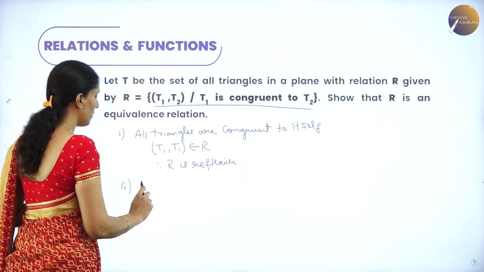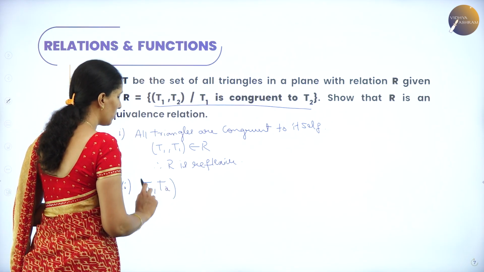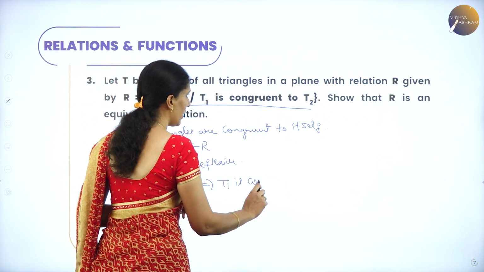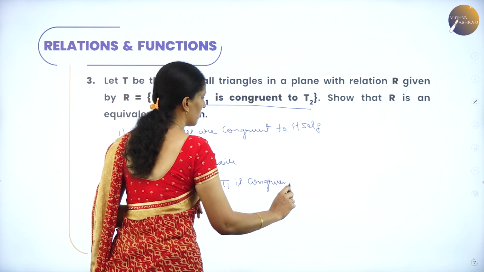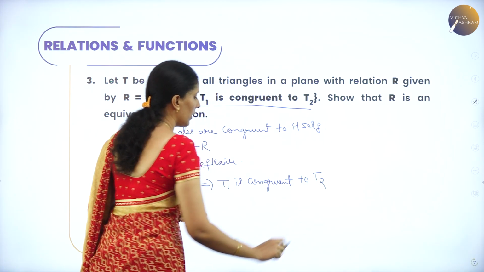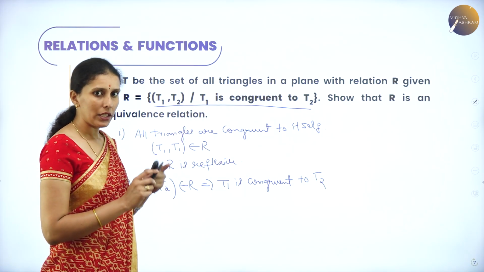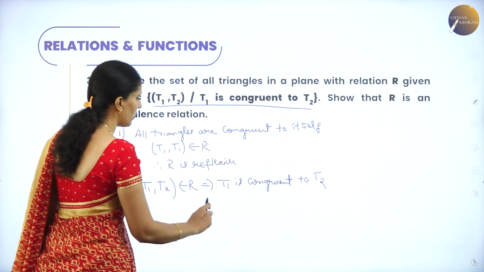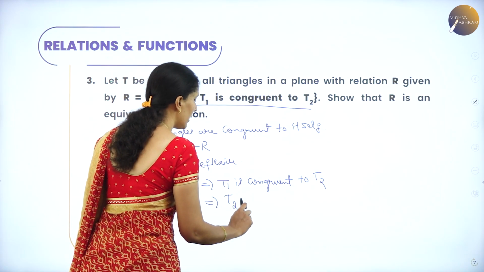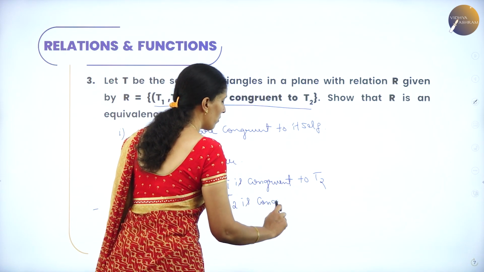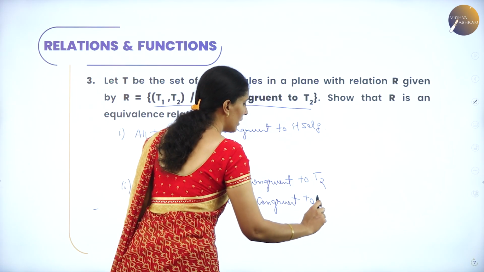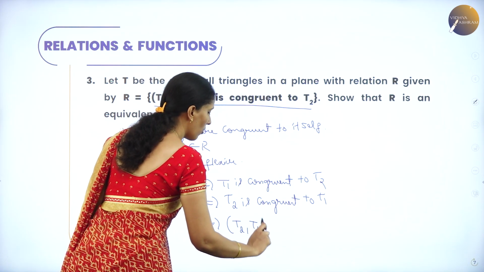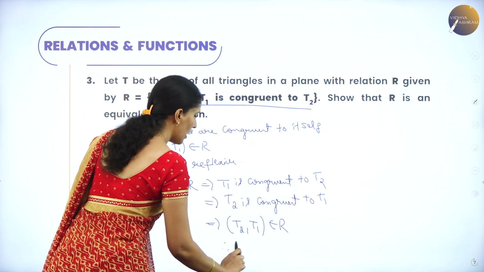Next is the second one. If I take T1, T2 belongs to R, this implies T1 is congruent to T2. If two triangles are congruent to each other, then we can say T1 is congruent to T2 as well as T2 is congruent to T1. So therefore, this statement can be written as T2 is congruent to T1. So this implies what? We can write T2, T1 also belongs to R. So therefore, R is symmetric.